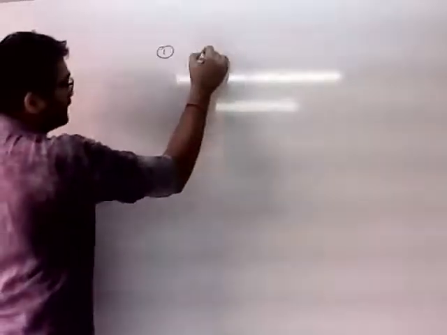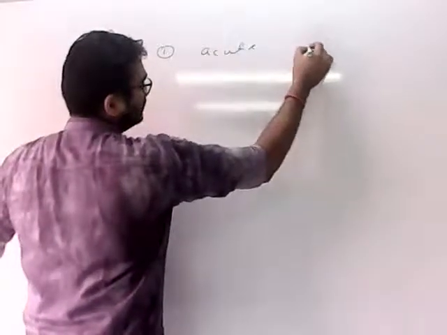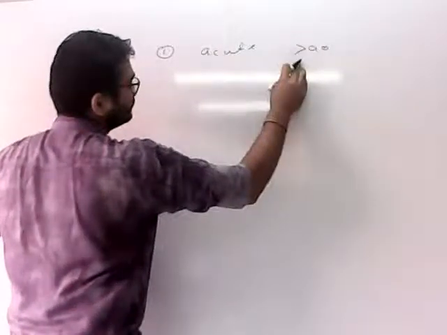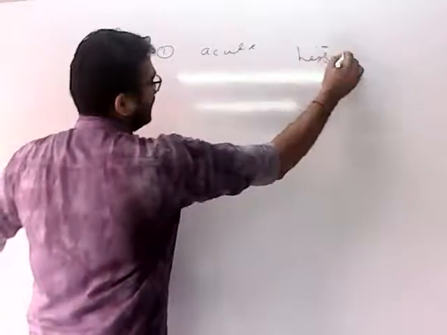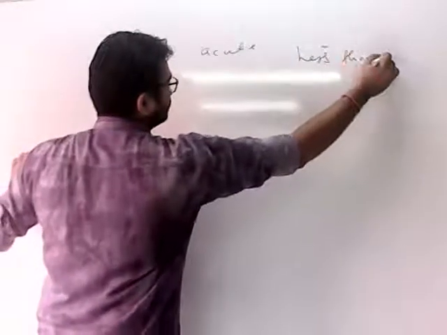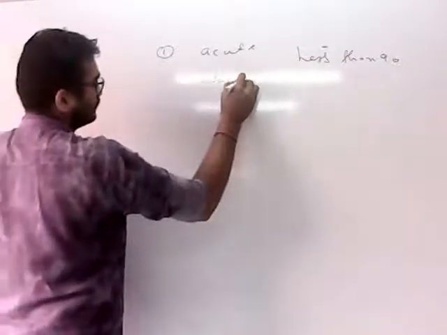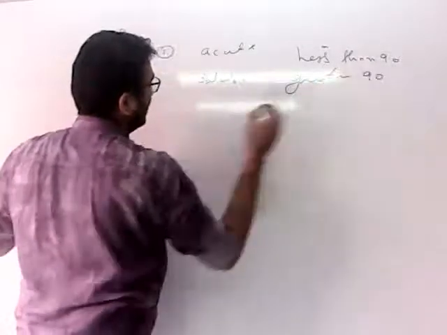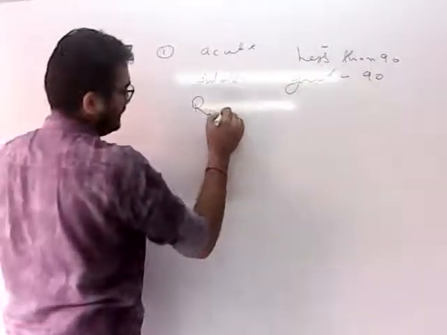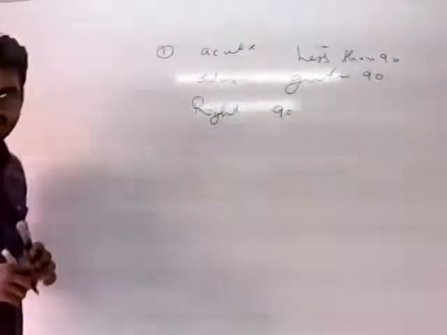So first one is acute, that is less than 90. Sorry, उल्टा लिखा है मैंने. Less than 90. Then obtuse, greater than 90, and then right angle, exactly 90. Okay, so these are the three types of angles.